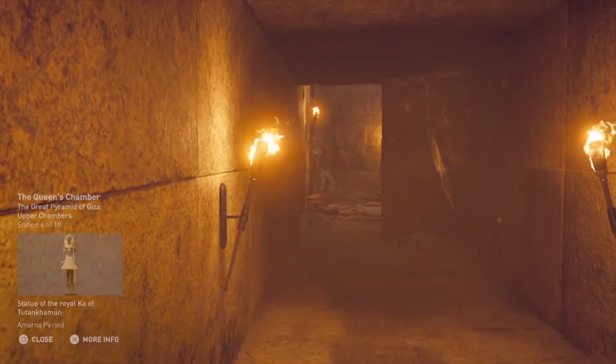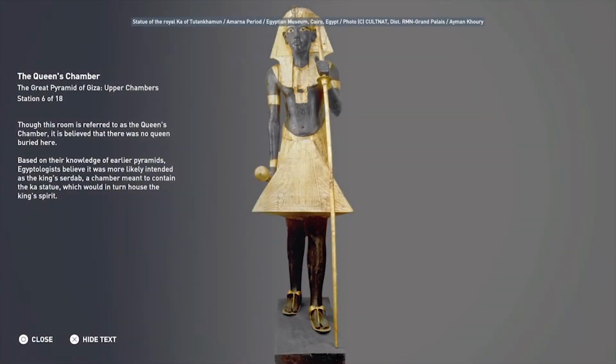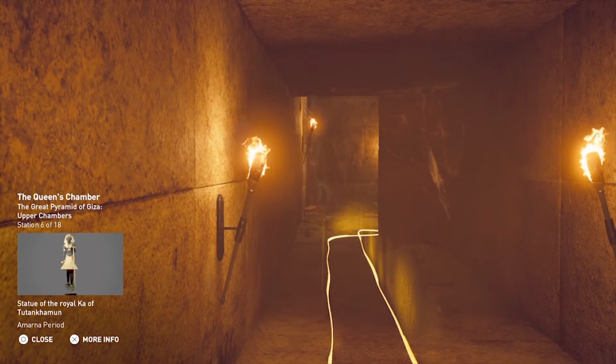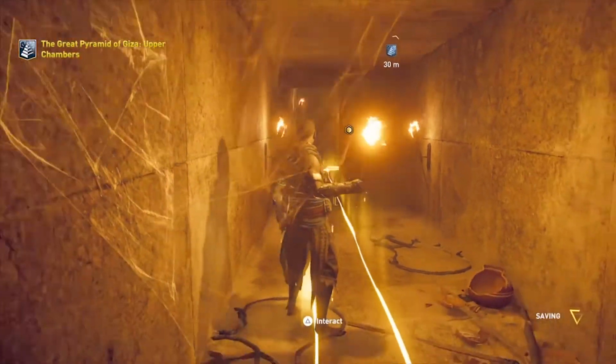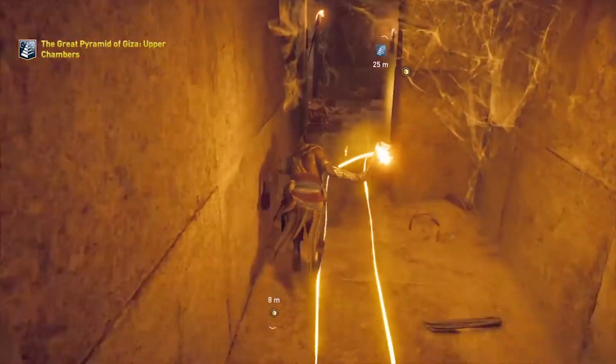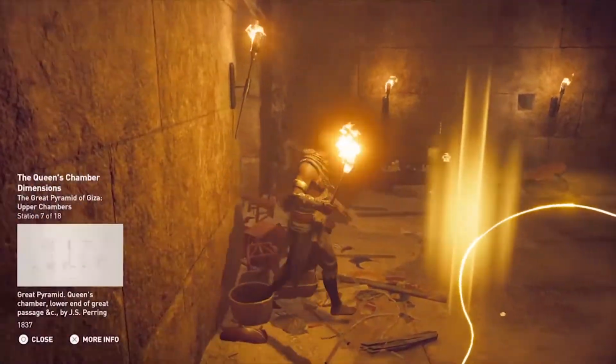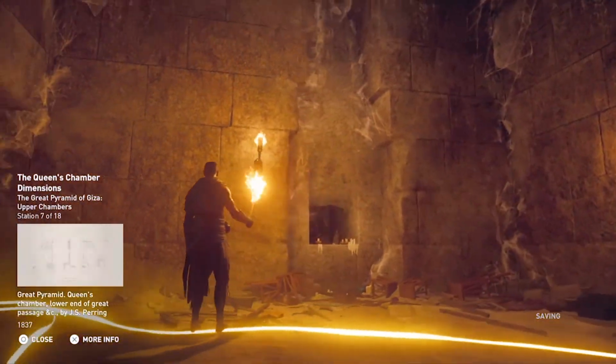Though this room is referred to as the Queen's Chamber, it is believed that there was no queen buried here. Based on their knowledge of earlier pyramids, Egyptologists situated exactly within the pyramid's center, on the east-west axis of the pyramid, the chamber has a vaulted ceiling and measures 5.7 by 5.2 meters.